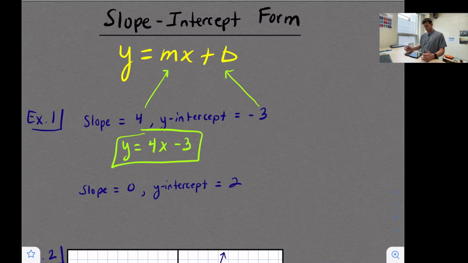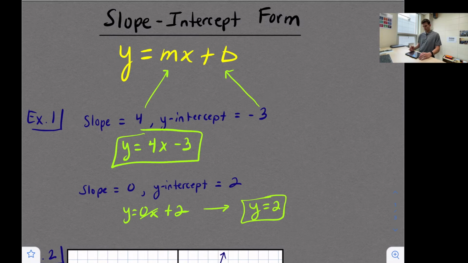The next one looks a little bit different. The slope is 0, so we could say y equals 0x, and the y-intercept is 2. Well, we can clean that up a little bit. If we have 0x, that means we don't have an x, so we can get rid of that part. And so our final equation would just be y equals 2. For that one, we don't see an x term, so the slope is 0. And since it's y equals a number, that would actually be a horizontal line if we were to graph it.